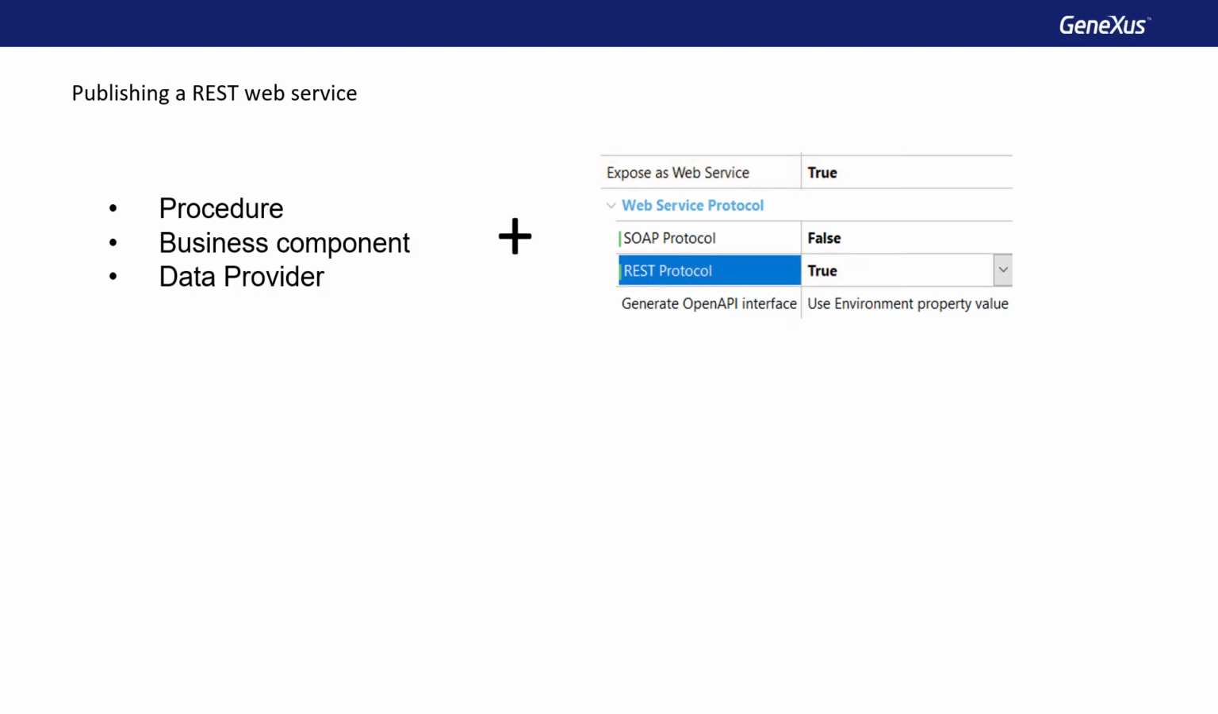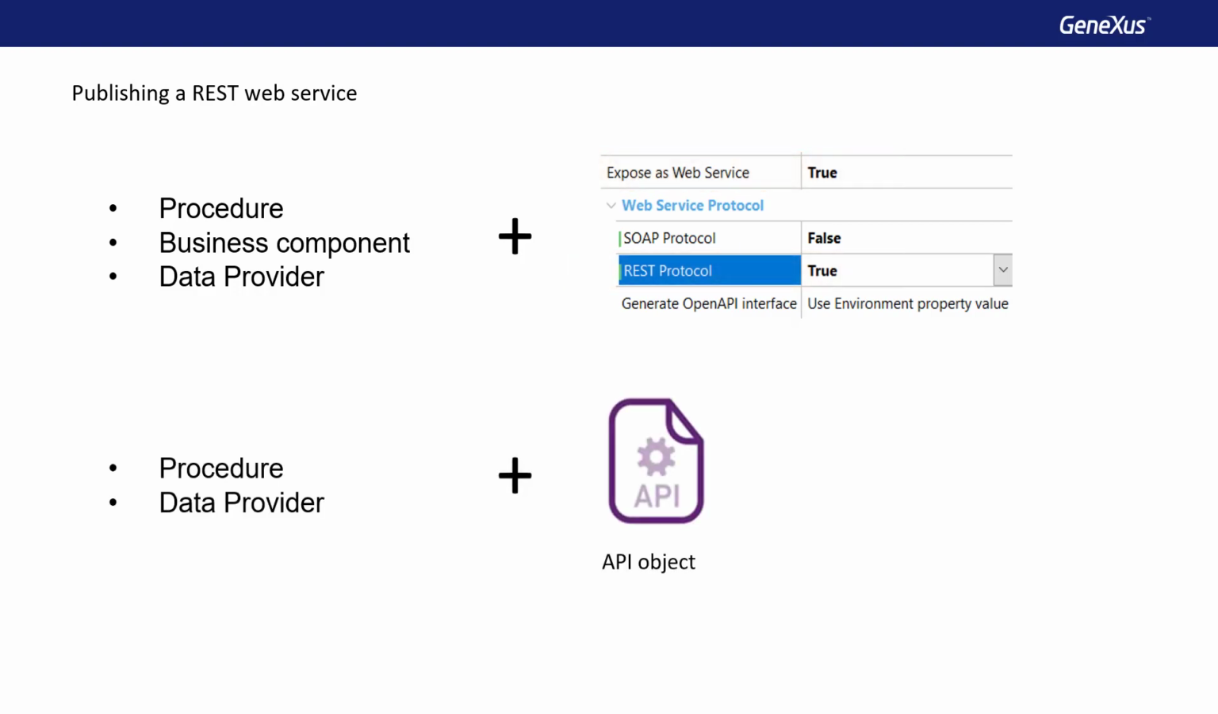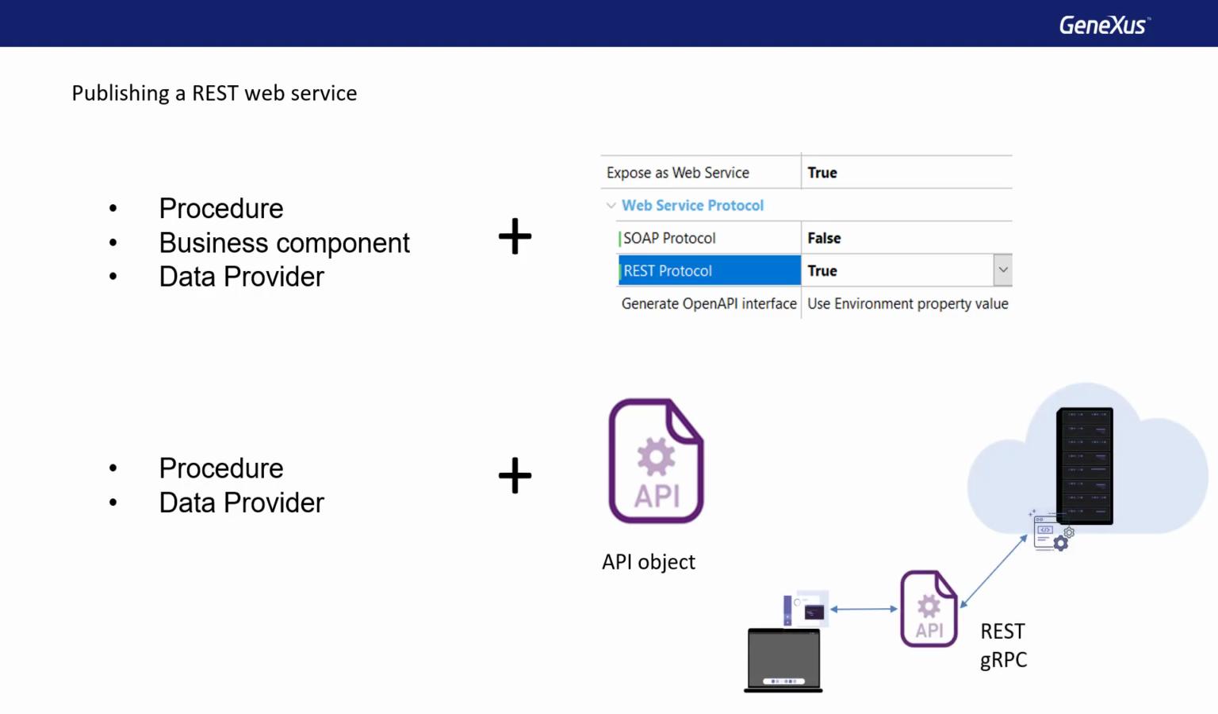Another way is using the API object, which is useful to expose procedure objects or data providers. This API object allows exposing services with REST or gRPC protocols, making it possible to group several services that are semantically or functionally related.